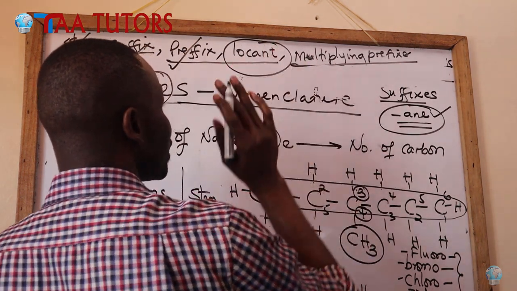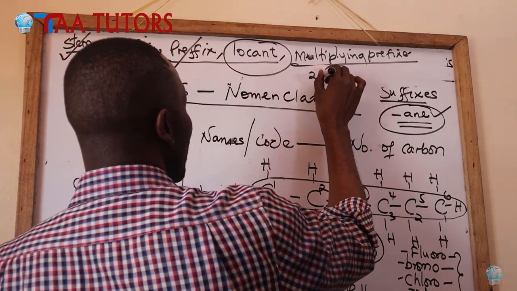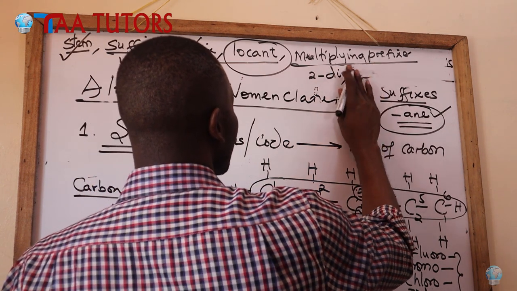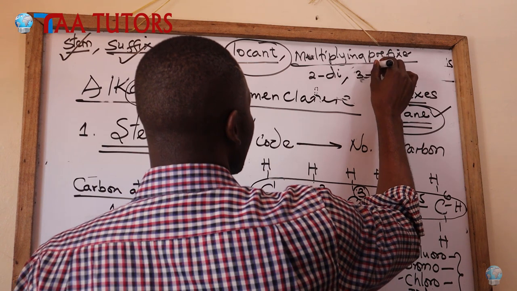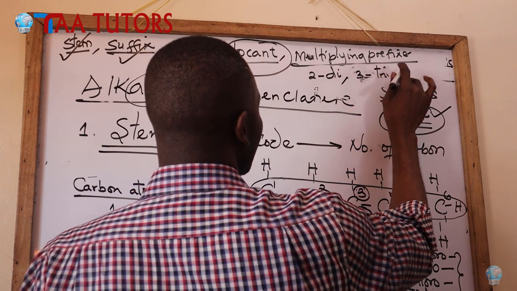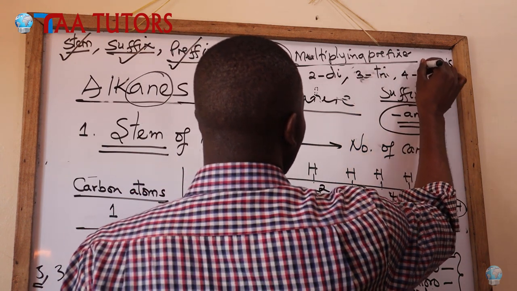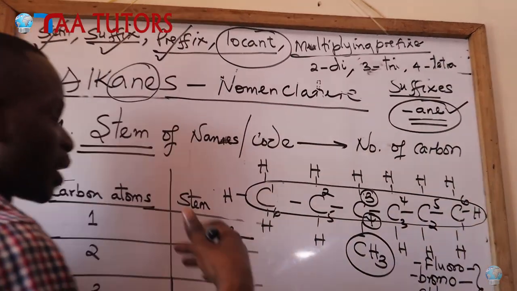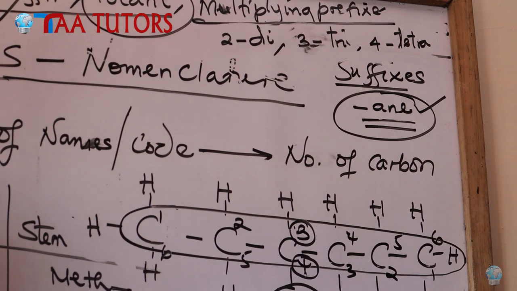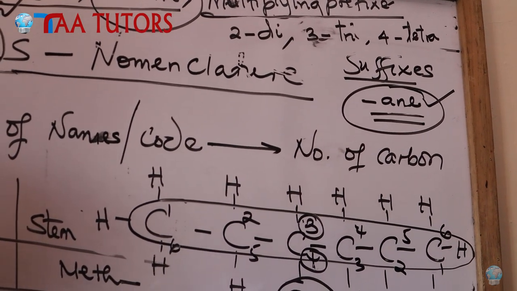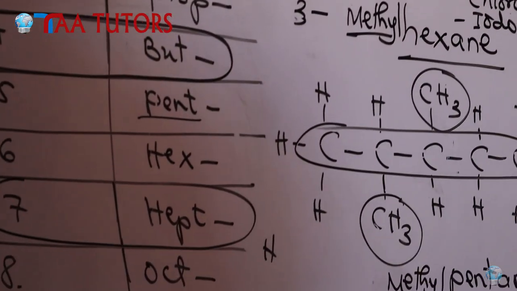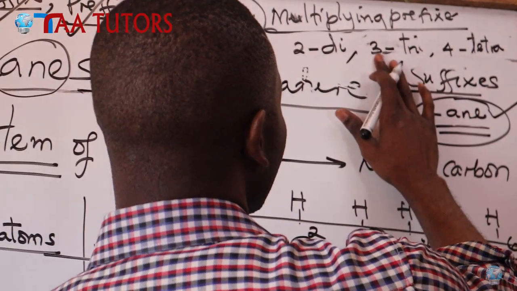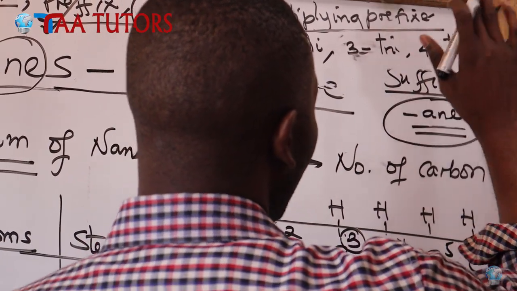If it is one, we write nothing. If it is two, we add di. If it is three, we add tri. If it is four, we add tetra. If it is five, we add penta. Six, hexa. Now they are there. The only difference is from 1 to 4 here, but the rest now will follow suit. So we have di, 3 tri, 4 tetra, 5 penta.